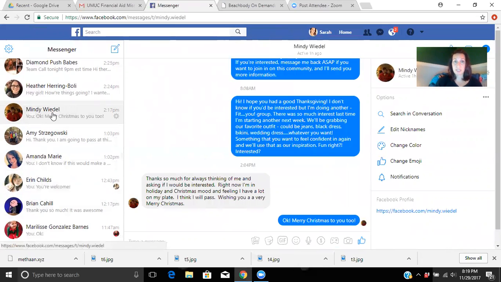Okay, so this is a lady I have been talking to forever. She told me no, but that is okay. You guys can at least see the invite. This is an example. So we have another little black dress group starting on Monday.